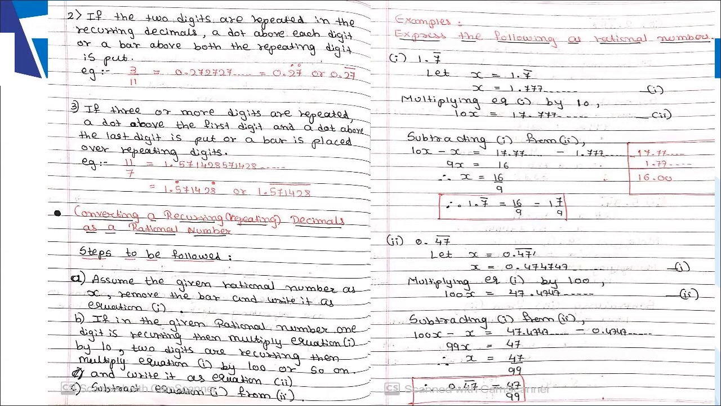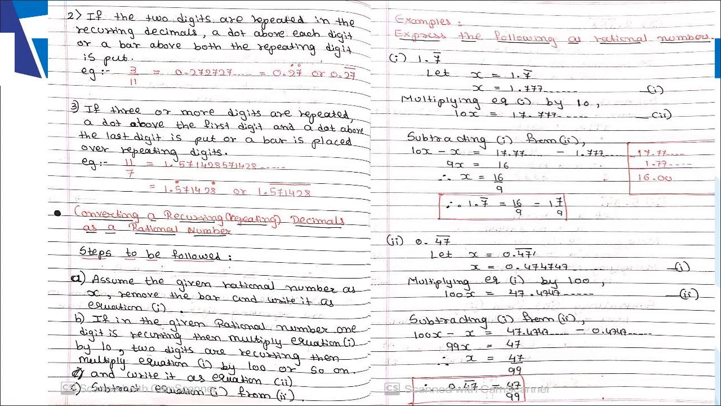You can see the working I've done for you. So it's 16, and I'll shift 9 this side, so it will become 9. So x was nothing but your question, and so replace the x by the question. The question is 1.7 bar, so 1.7 bar is nothing but 16 upon 9. And whenever there is an improper fraction, you have to convert it into a mixed fraction.